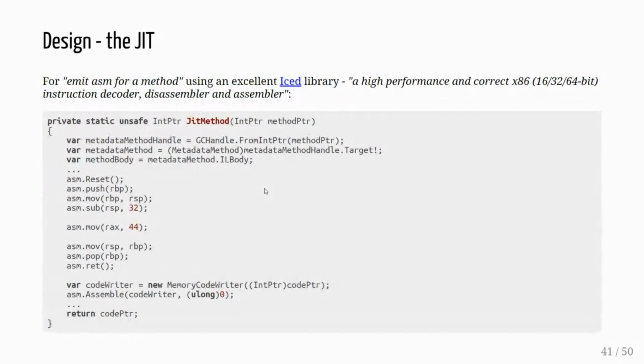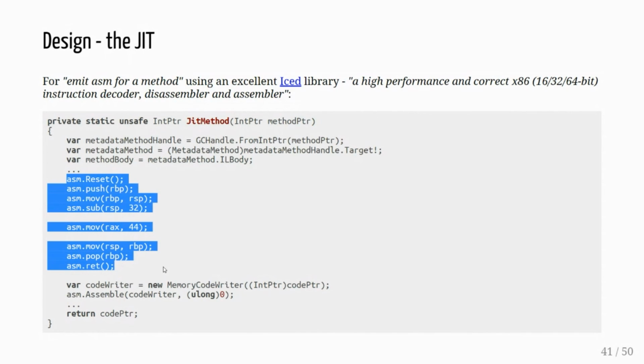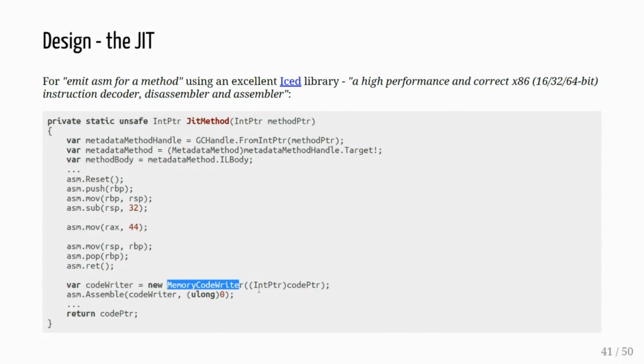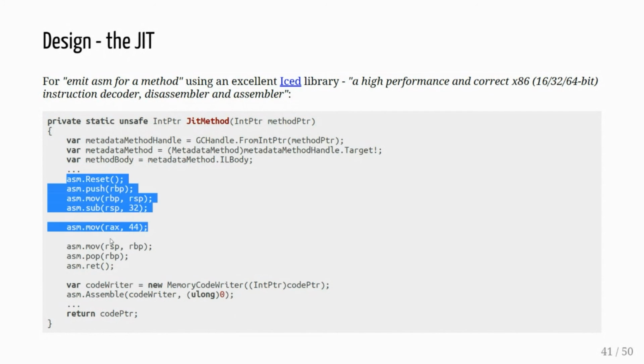For emitting, I'm using another library. It is called ICED. I hope it is spelled like that. It is a super nice, high-performance instruction decoder and assembler. So with the help of it, you can generate assembly from C# under a given address. So I'm creating some memory writer under the given address and then assembling the instructions that I provided here.